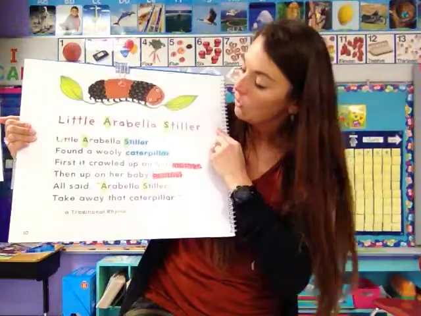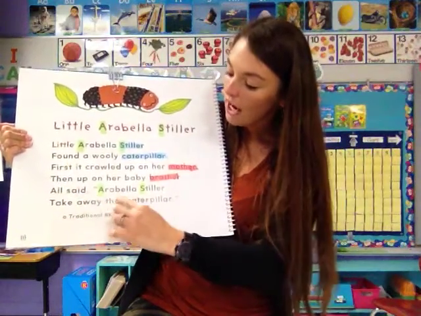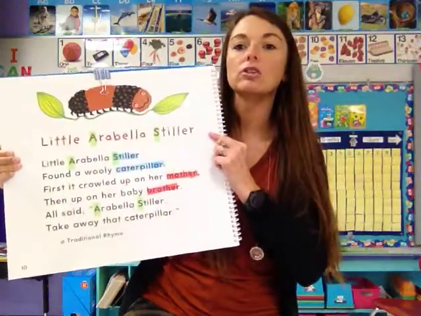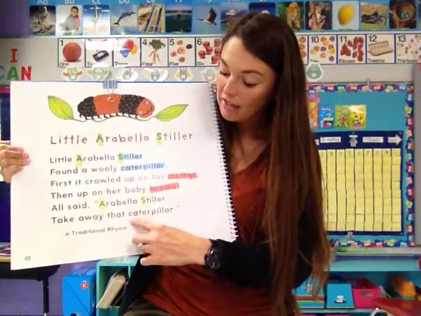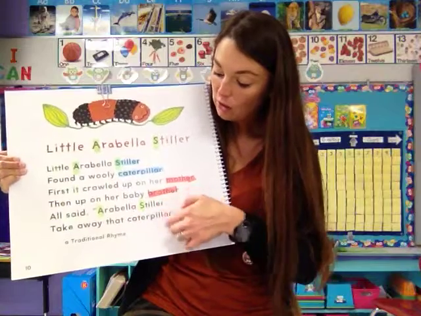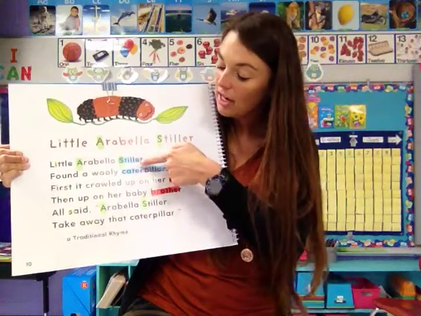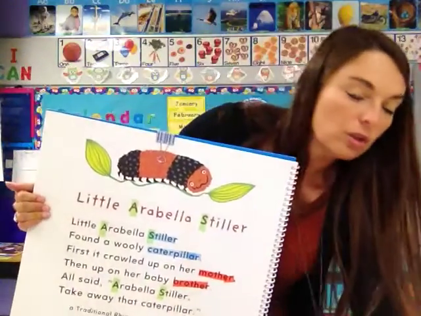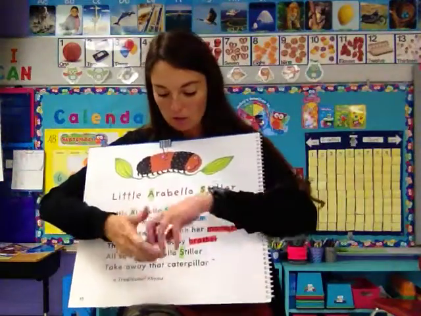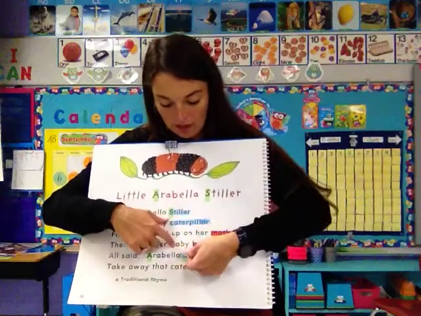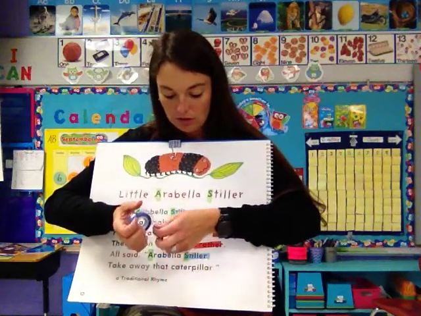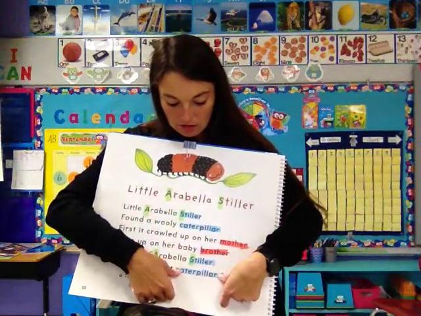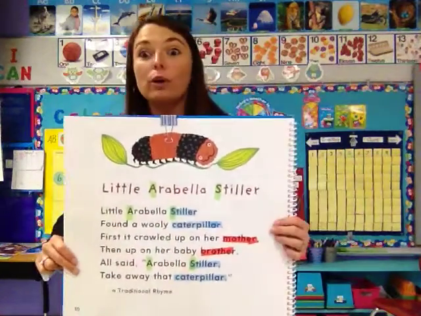So let's see if we hear any more. All said, Arabella Stiller, take away that caterpillar. So again, we have Stiller and caterpillar, and those two words again rhyme, just like up here. So since they're the same rhyming words, I'm going to use blue again on those words. I'm going to highlight Stiller in blue and big long piece of tape. I covered the whole word.